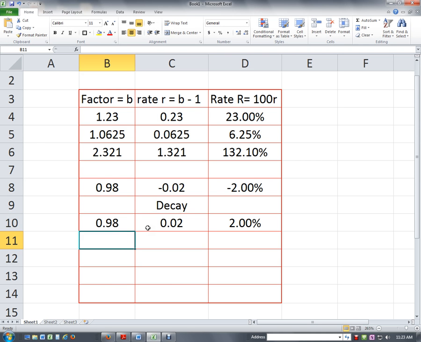Let's look at some other ones. 0.027. If you subtract 1 and you're asked to first describe it as growth or decay, this is a decay function because my factor is smaller than 1. So I know I'm going to get a negative number, but I'm not going to display it as a negative number because the word decay means negative. So, when I subtract 1 from this, you're going to get a negative, already accounted for in the word decay.